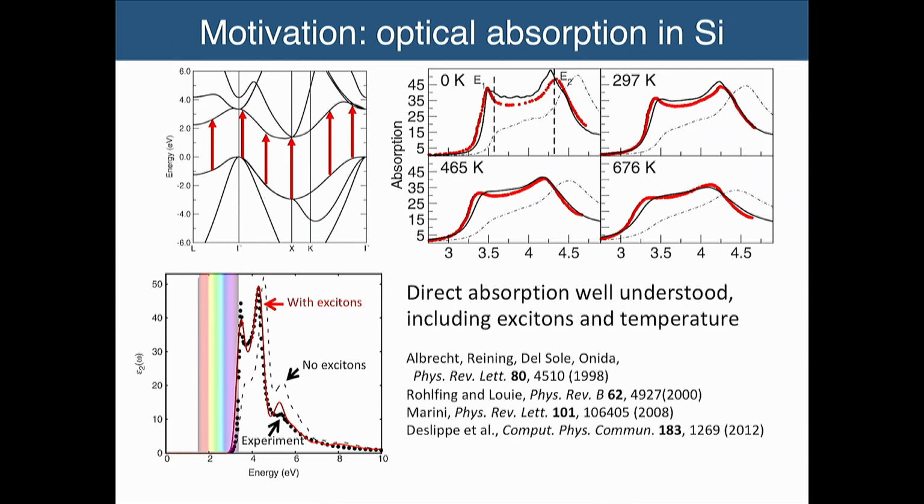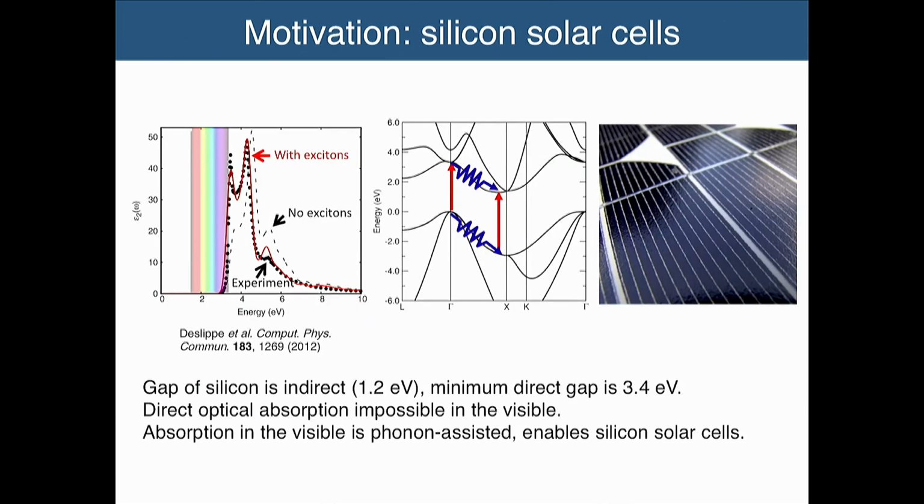If you notice though, all these absorption calculations occur in the ultraviolet. In the visible spectrum, the absorption you would get from a direct calculation will be zero. But we know that silicon does absorb visible light. It's not transparent. Its indirect gap is 1.2 electron volts, while the minimum direct gap is 3.4 eV. So you only get direct transitions when your photon energy is in the ultraviolet. It's impossible for silicon to absorb in the visible.